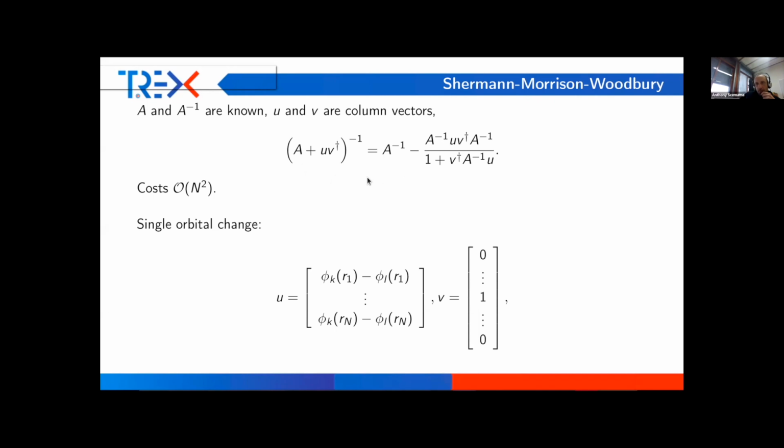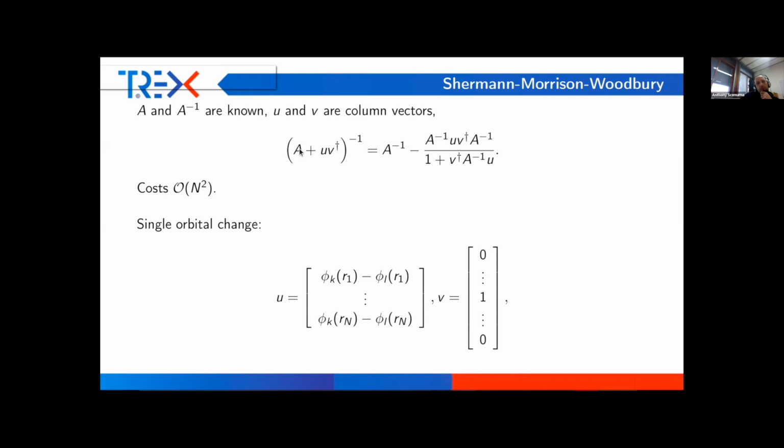So let me just show you what this is. A is the original matrix. U V transpose is the outer product of a vector U and a vector V. As it's an outer product, it will make a matrix. And so this is how you would encode the change in A.